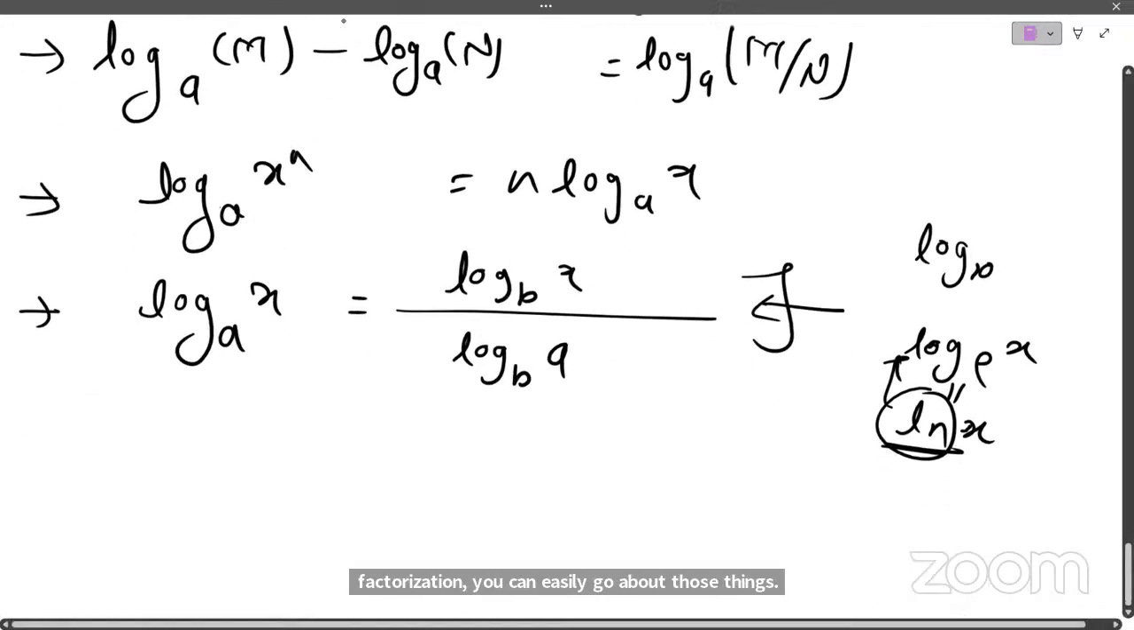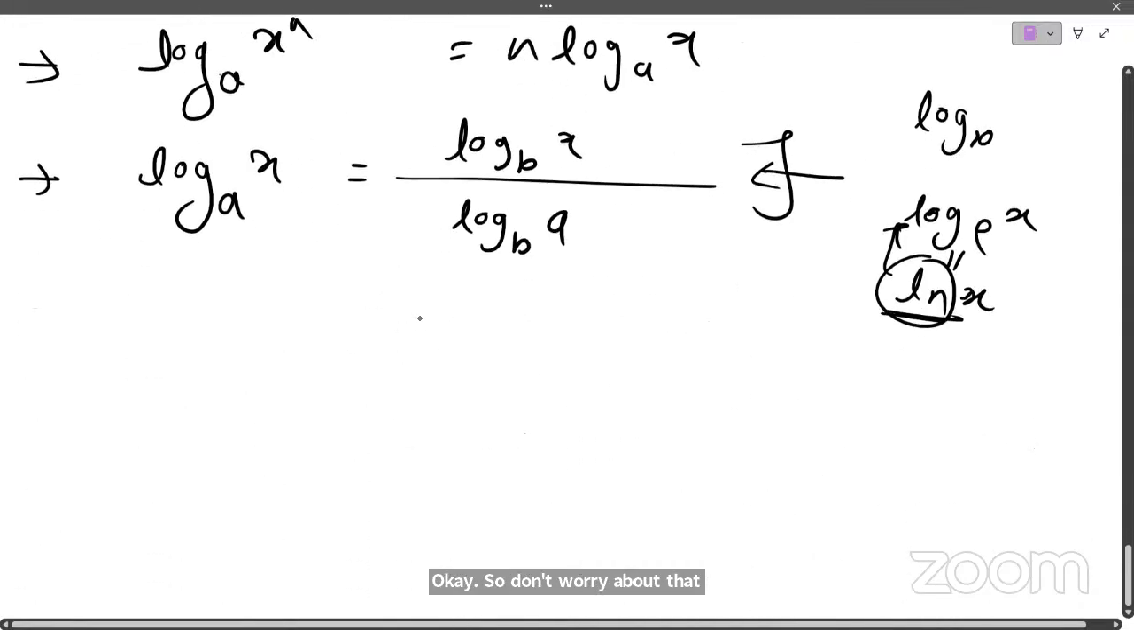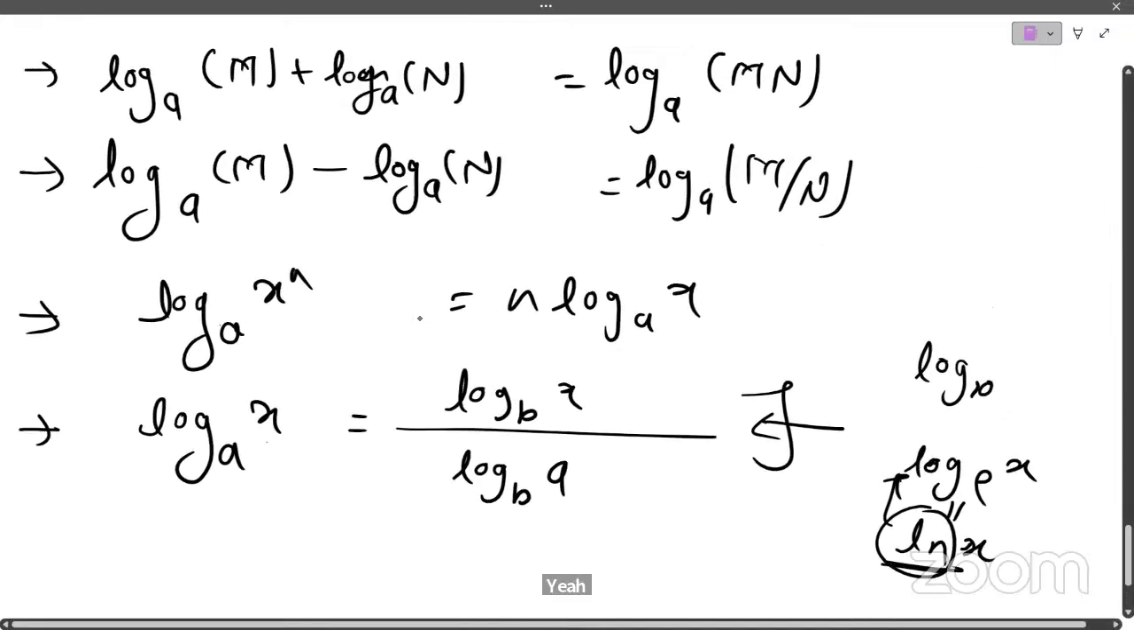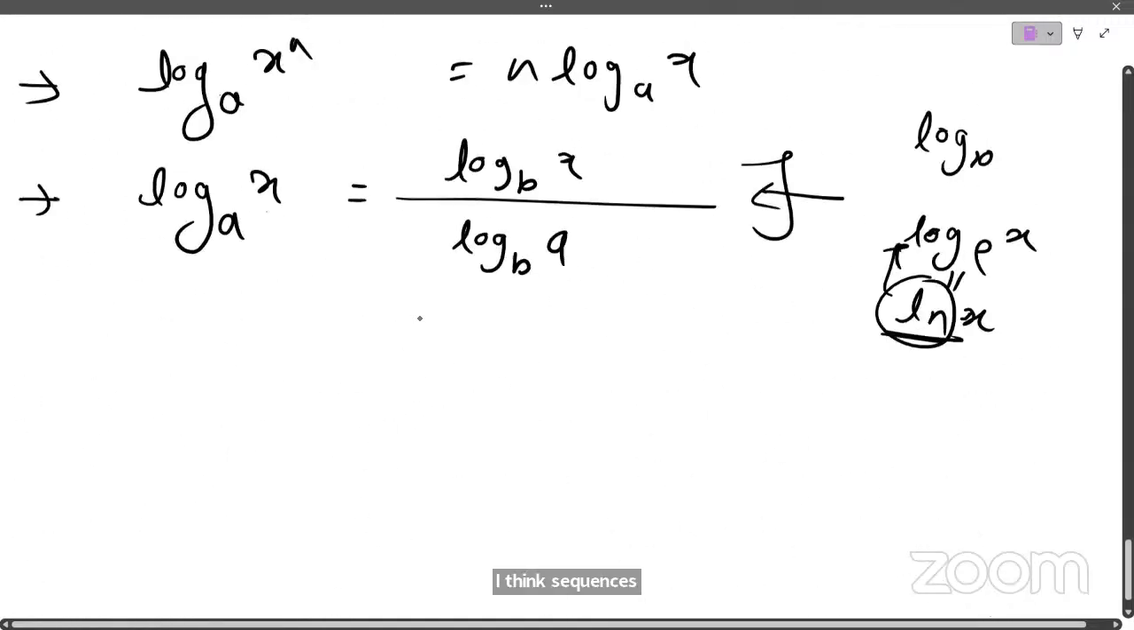Okay, fine. So this is the log, and after the logarithmic function, I think we jump to the continuity, right? Correct, I think sequences. Yeah, sequences are okay, fine.